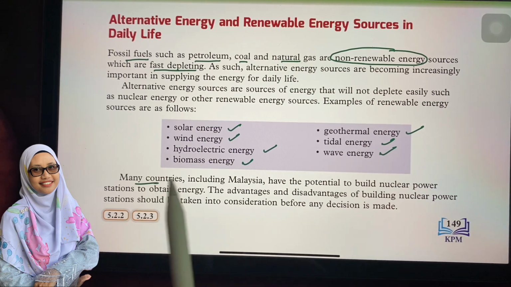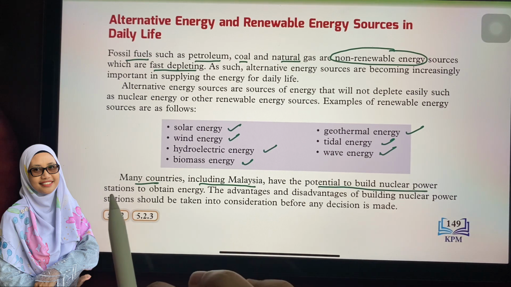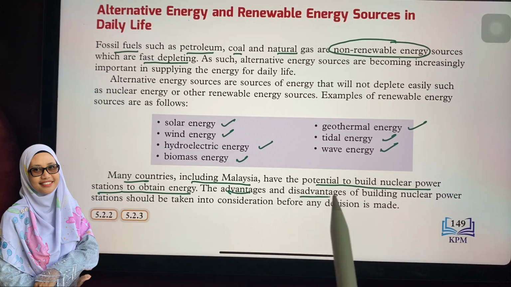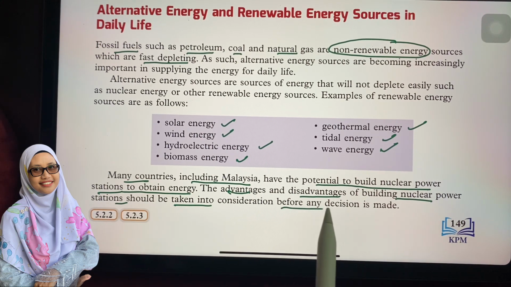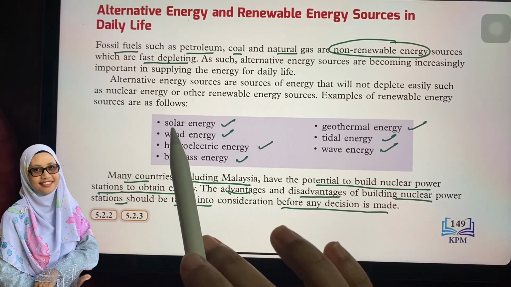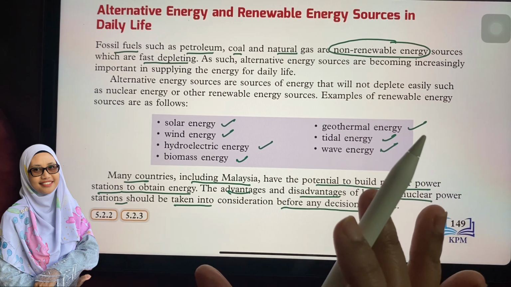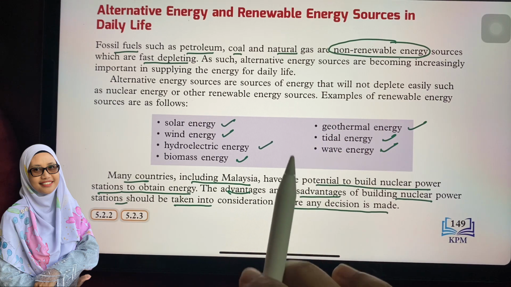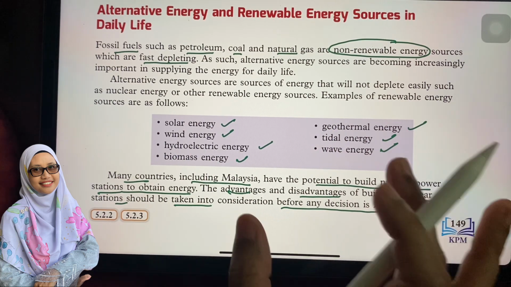Many countries, including Malaysia, have the potential to build nuclear power stations to obtain energy. The advantages and disadvantages of building a nuclear power station should be taken into consideration before any decision is made. So these are some of the renewable energy sources that I think one day will replace petroleum, and for now we already use these types of renewable energy.